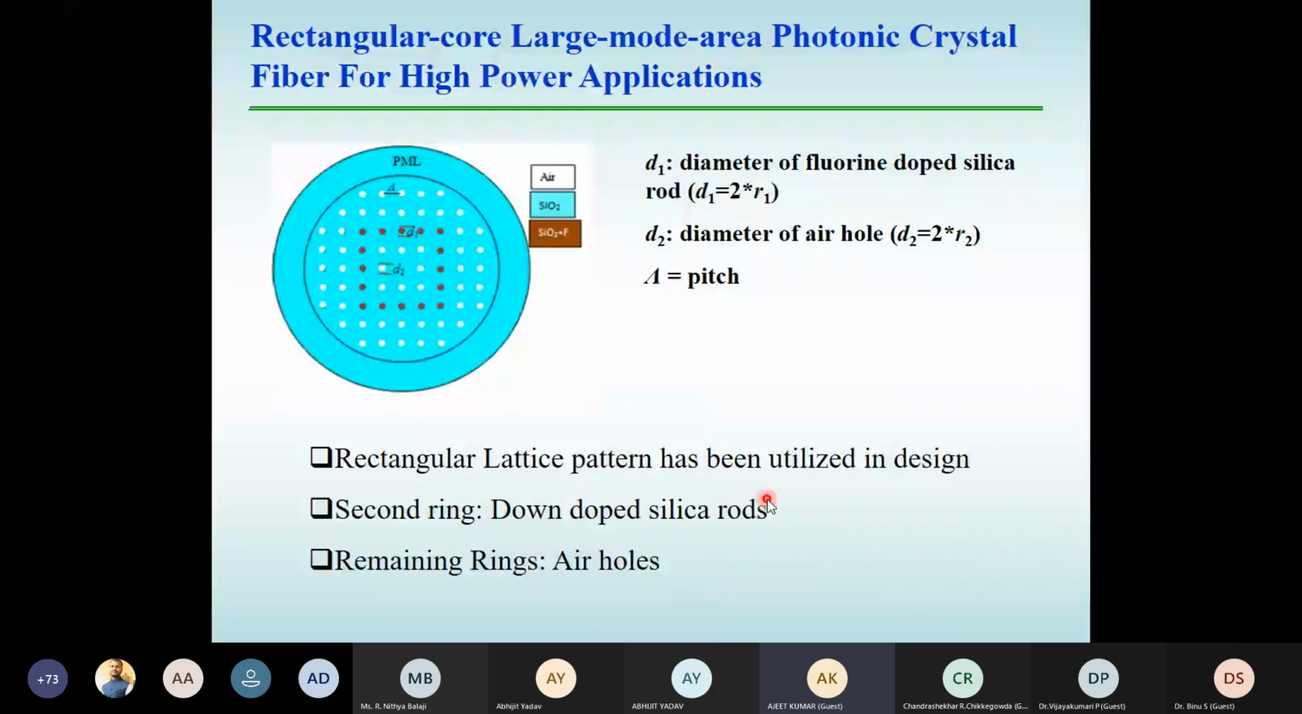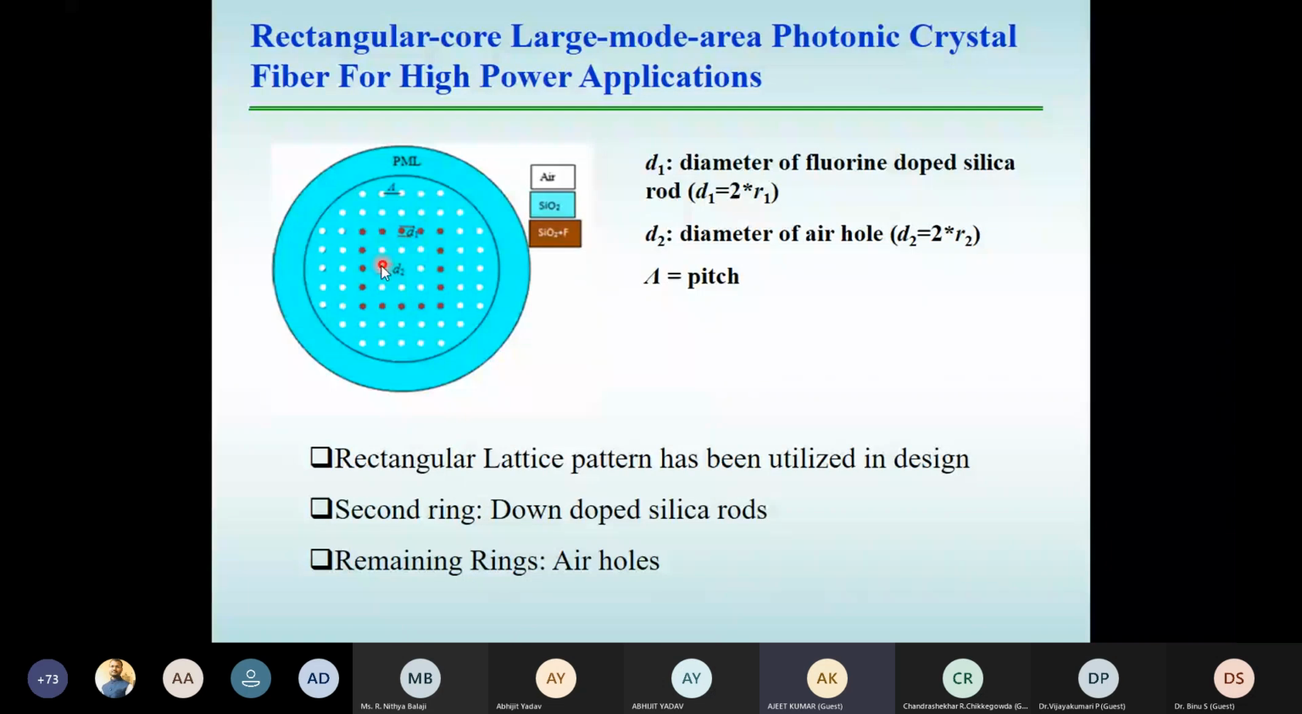So this is one of the designs which we have used in the PCF, not in the conventional MCVD optical fiber. This is the photonic crystal fiber. In the rectangular core large mode area photonic crystal fiber, what we have here is fluorine doped silica. We have given a design of D1, D2 and pitch. What is D1? You can see here, this is D1, and it is a fluorine doped silica rod. And then we have D2, this is the air hole.